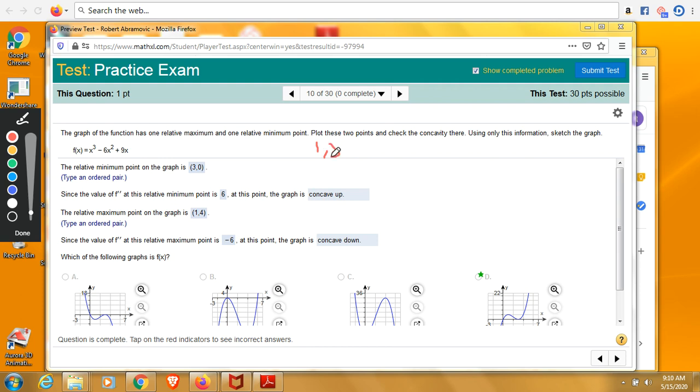Now, if you recall from the second derivative test, we can determine whether or not a critical number is a relative max or a relative min using the second derivative. Now, the second derivative of this function, so remember f prime, what is f prime? It was 3x squared minus 12x plus 9.